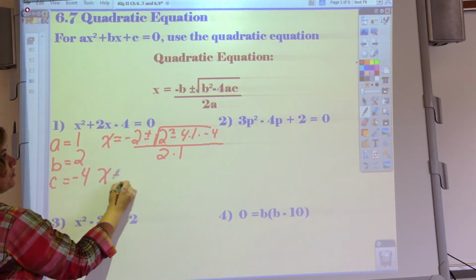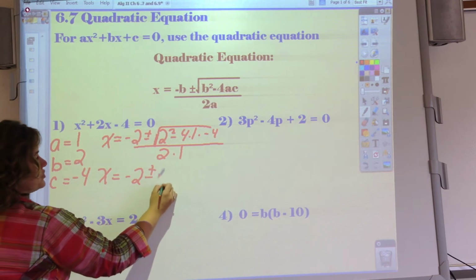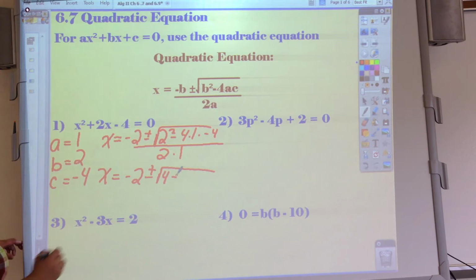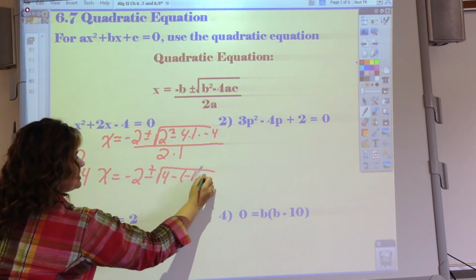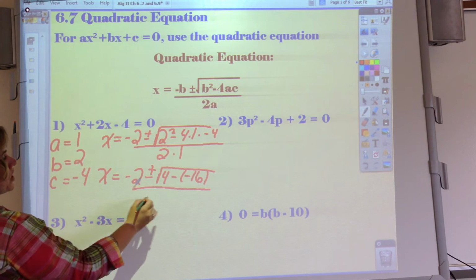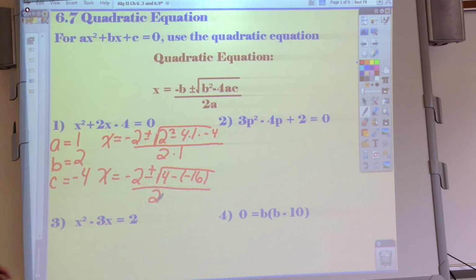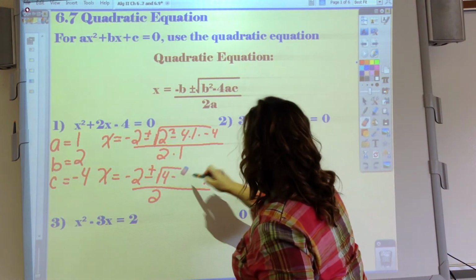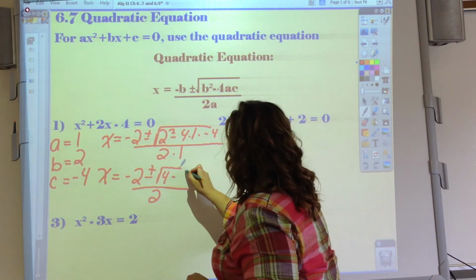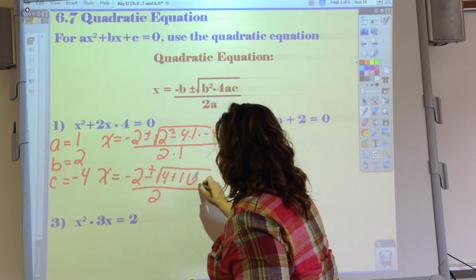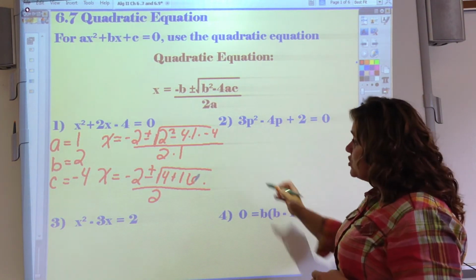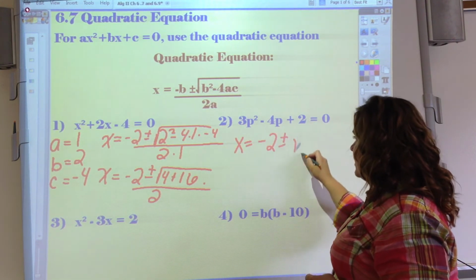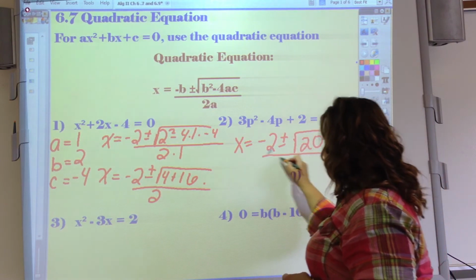Now let's go ahead and simplify. I get -2 plus or minus 2 squared is 4, minus 4 times 1 is 4, times -4 is -16, all over 2 times 1, which is 2. Now let's simplify. When I'm subtracting a negative, I'm actually doing what? Adding a positive. So let's change it to 4 plus 16, and simplify what's inside that square root. Now I have x equals -2 plus or minus the square root of 20 all over 2.